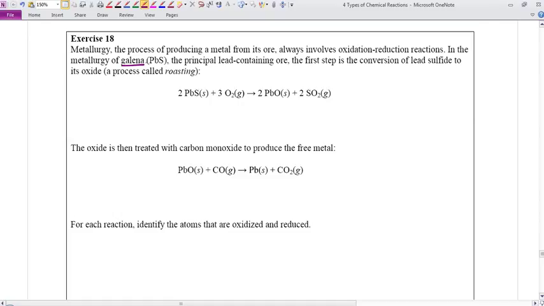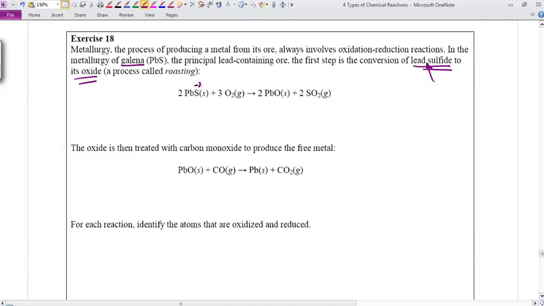The first step is the conversion of lead sulfide to its oxide. And notice that there's no Roman numeral in there the way it should be. So again, we're probably talking about a mixture of lead 2 and lead 3 as ions, but we're trying to get lead 0, which is the actual metal, out of this. That's what we want our end product to be.